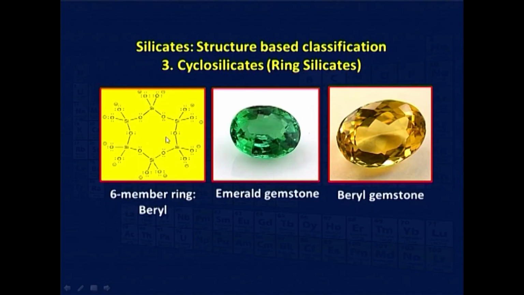This is the 6-membered ring of beryl. It is the gemstone emerald of green color, and this is a bright yellow golden color beryl gemstone. They all have this structure, the ring silicate or cyclosilicate. The fourth category is inosilicate, where the single chain and double chain silicates are found.